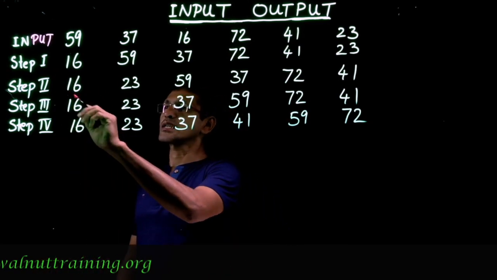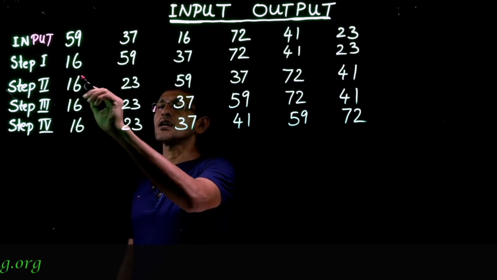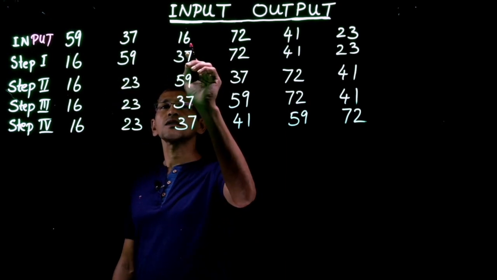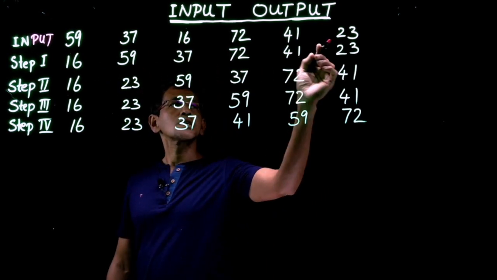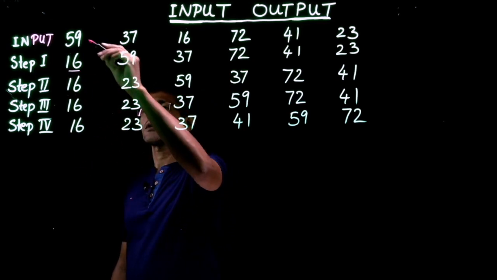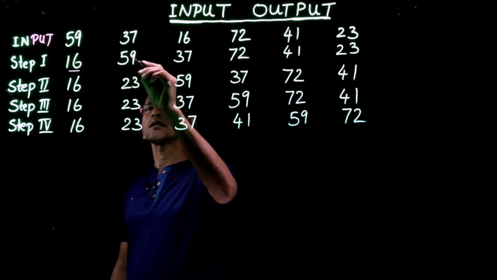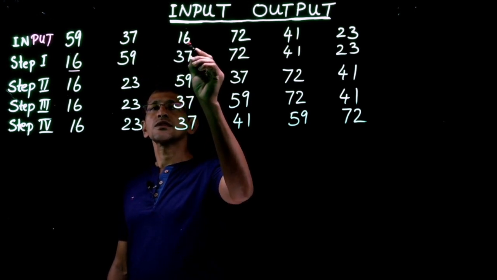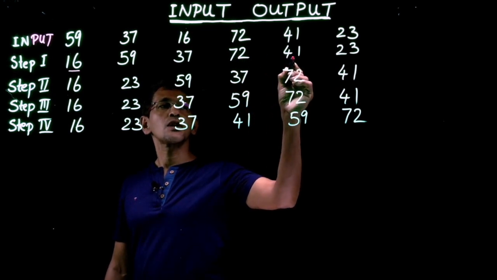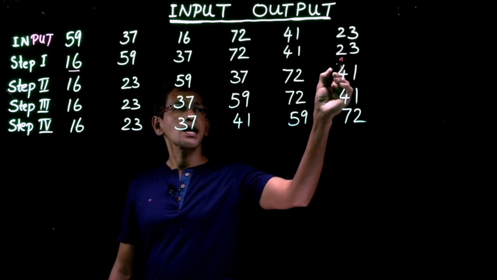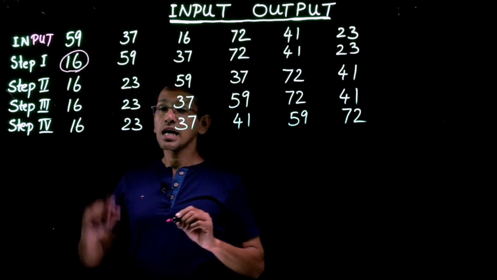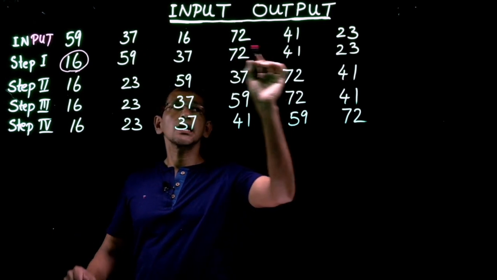Well, that's the same thing over here. We have step 1 right here. What is the change here from input to step 1? Well, we have that 16. 16 is the lowest number in the input. That 16 is here. And all of the numbers, 59, then 37, 16 is gone, balance is what, 72, then 41, 23. All of the numbers are exactly as it is, except this is the first number, 16. And that's the lowest number in the input.